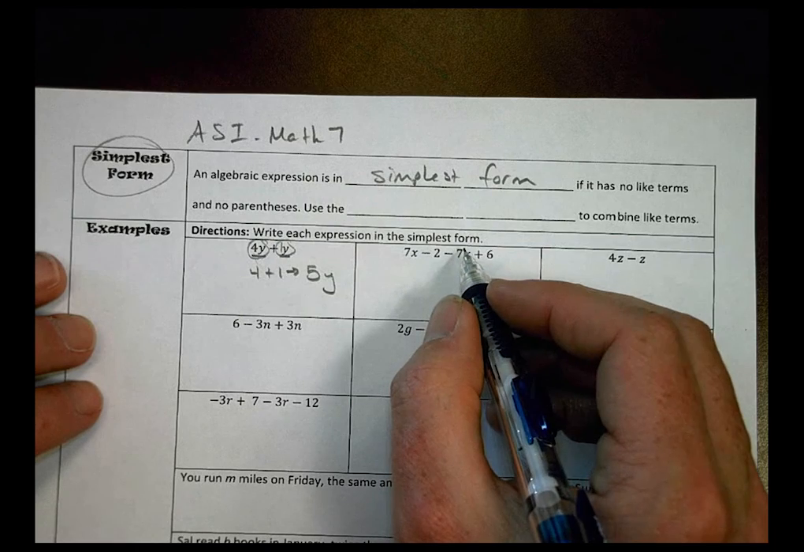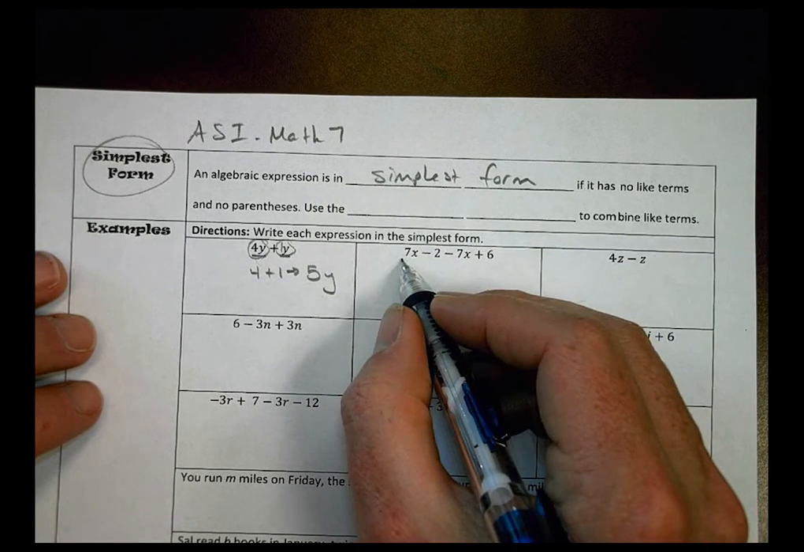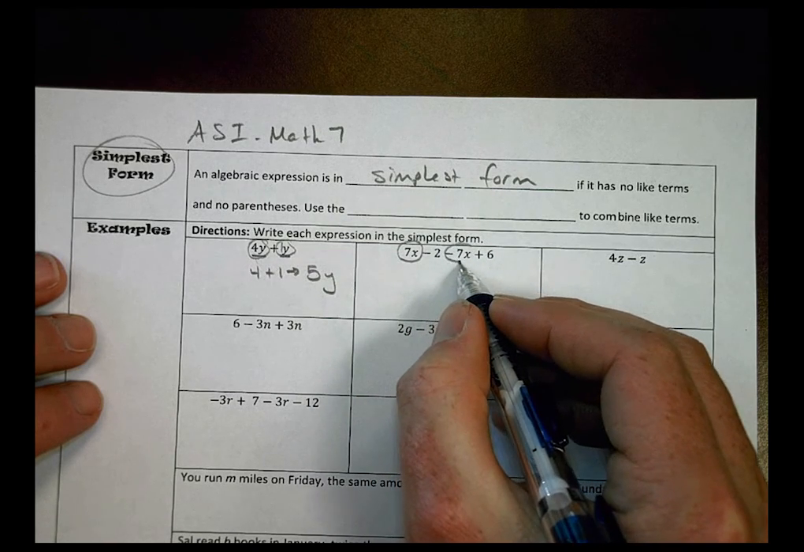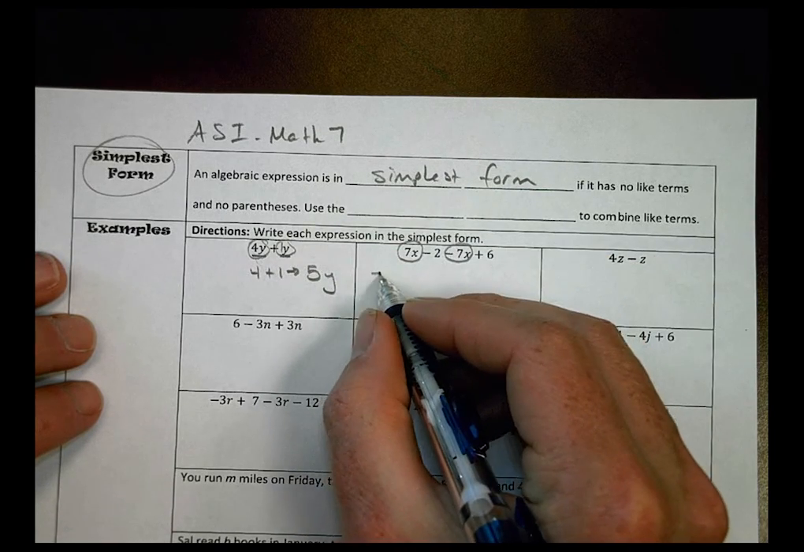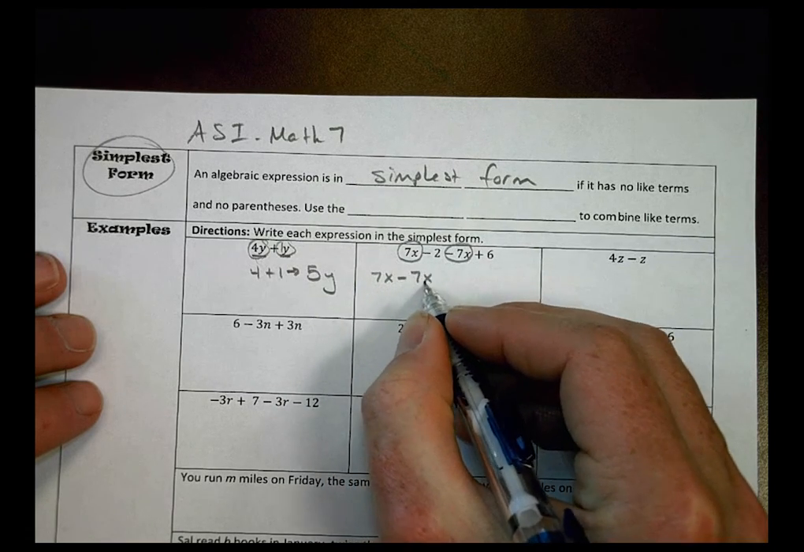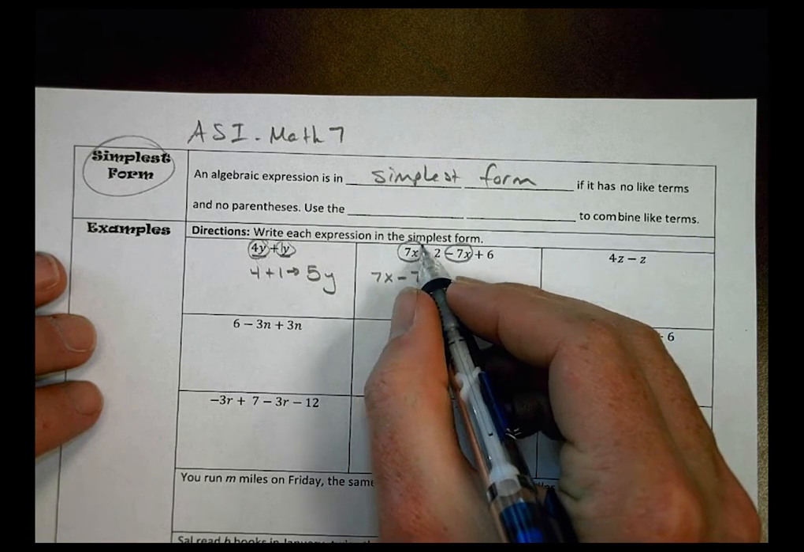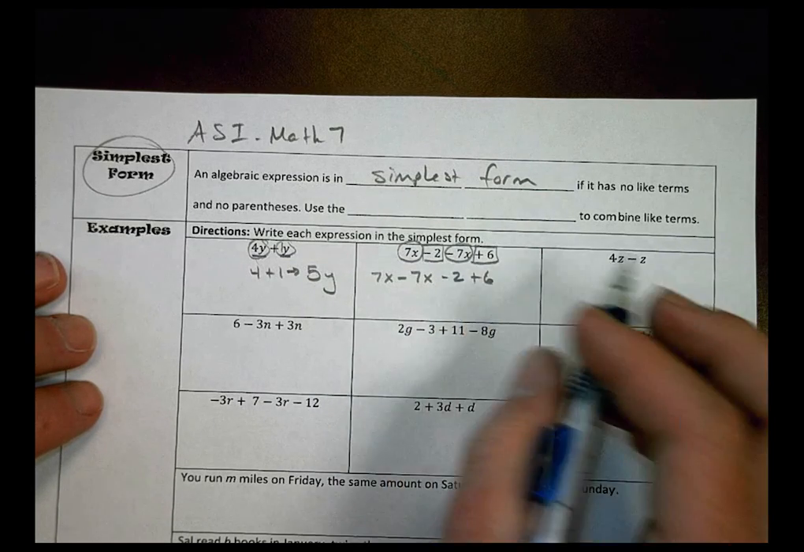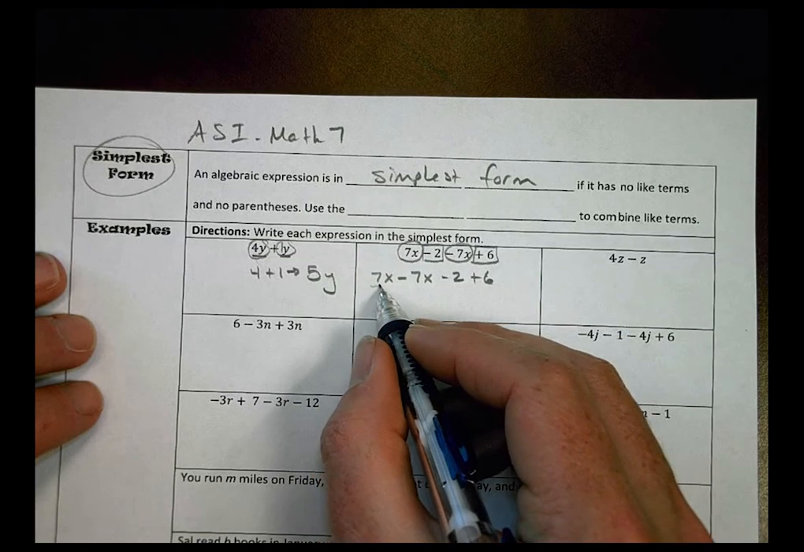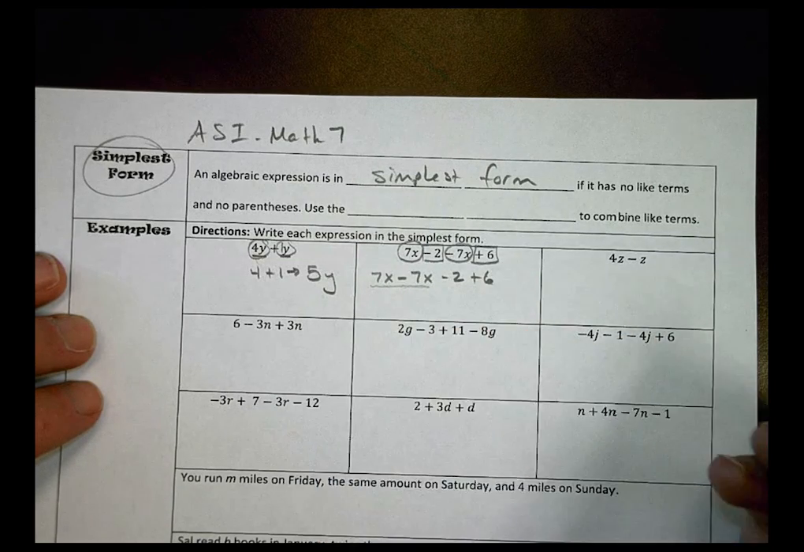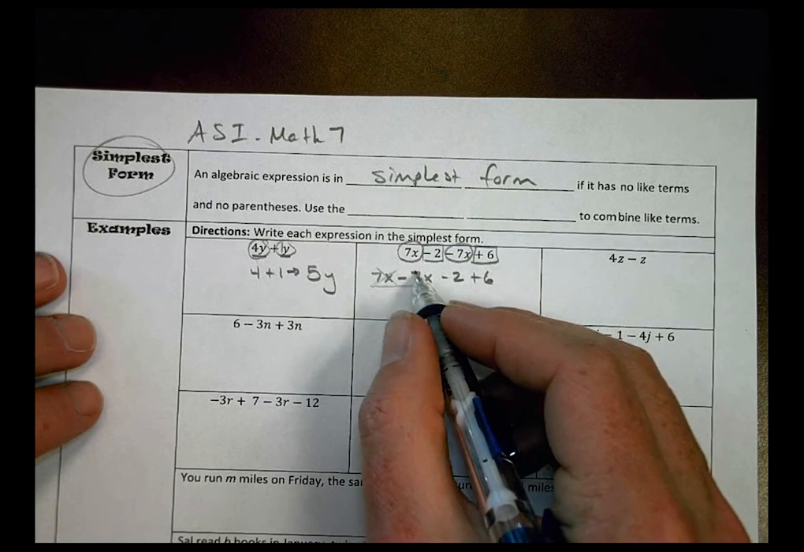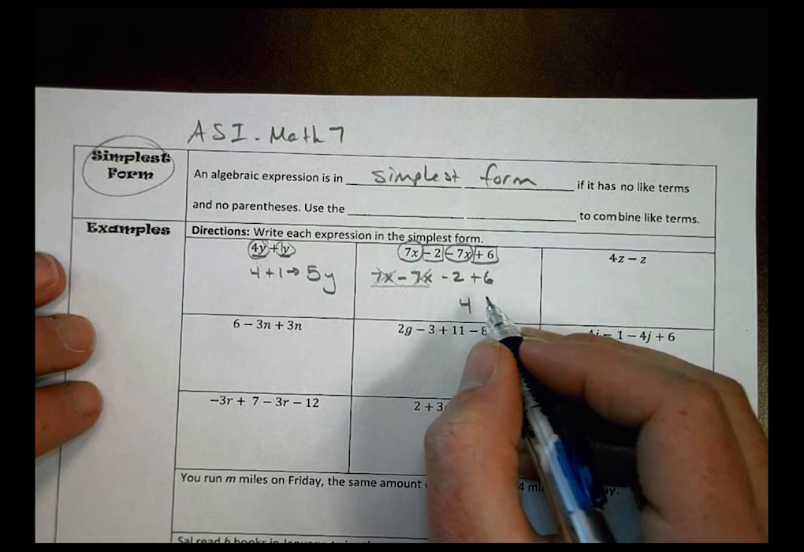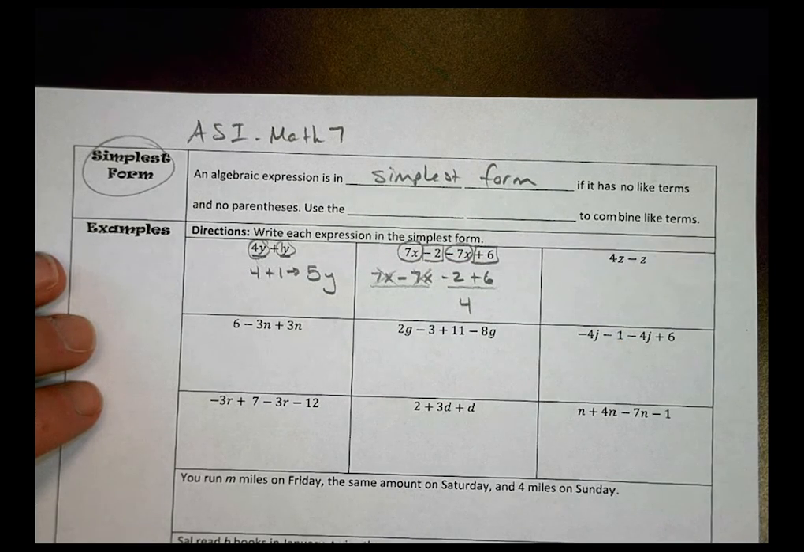When you look at this one, we want to write the expression in simplest form, so we want to combine like terms. I notice I have a 7x here and a minus 7x here, so those are similar terms. Over here I have a minus 2 and a plus 6, so those are my constants. 7x minus 7x becomes 0. They eliminate each other. I'm left with minus 2 plus 6, which becomes a positive 4. That's what's left there.